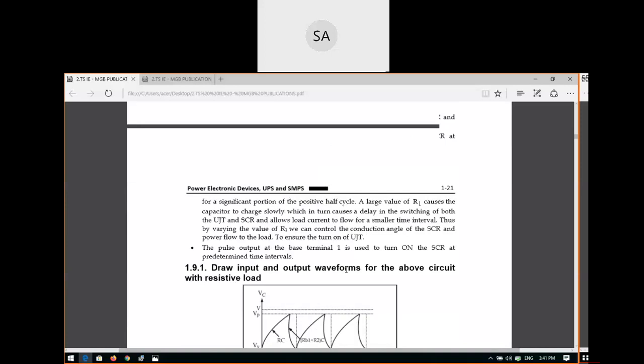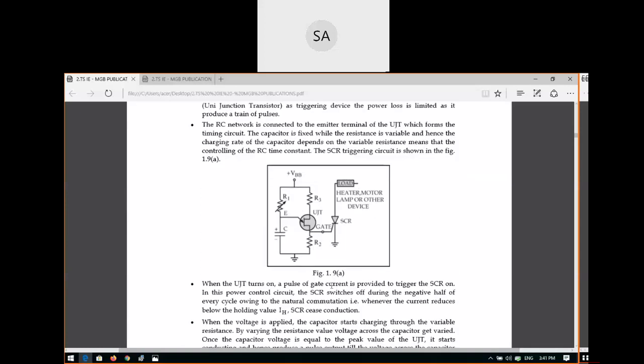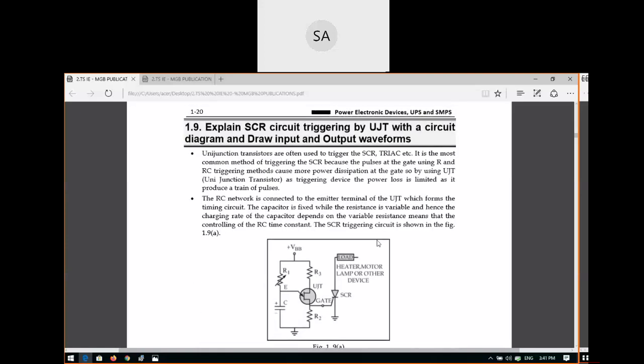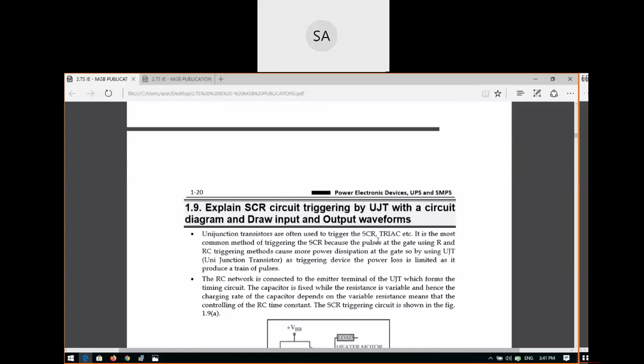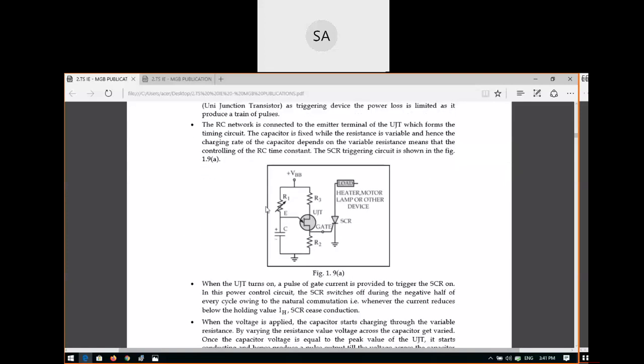Okay, so this is very easy to understand. Whatever I have told here is the same thing I have already explained. So here, what will happen? The UJT has the function of generating a train of pulses. The pulses at base 2 are given to the gate of the SCR, and it will turn on the SCR that is connected to the load.